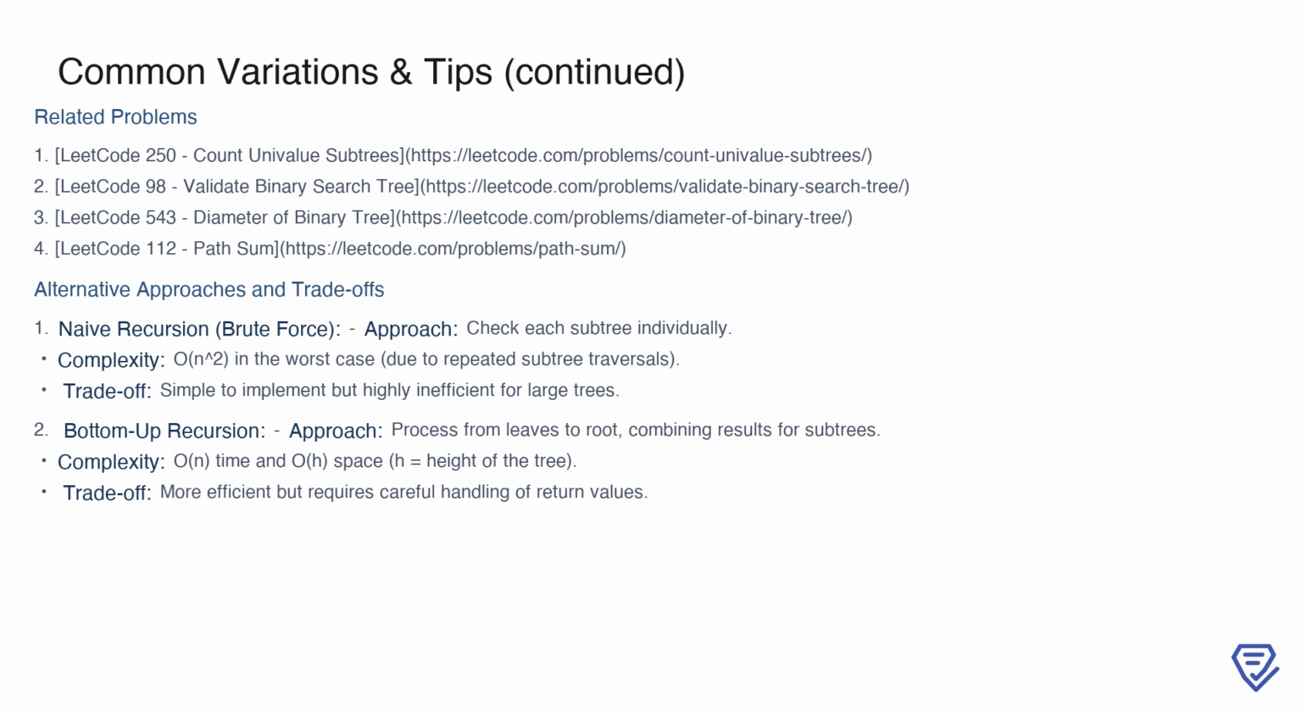A more efficient strategy is bottom-up recursion, where the tree is processed from its leaves toward the root. This method combines results from subtrees in a single pass, leading to an optimal time complexity of O(n) and a space complexity of O(h), where h is the height of the tree. However, bottom-up recursion requires careful handling of return values to ensure subtree properties are correctly combined. While it's faster, this approach does demand a solid understanding of how to structure recursive calls.